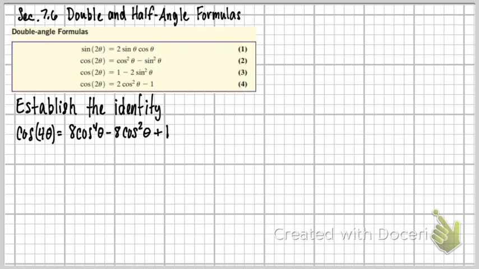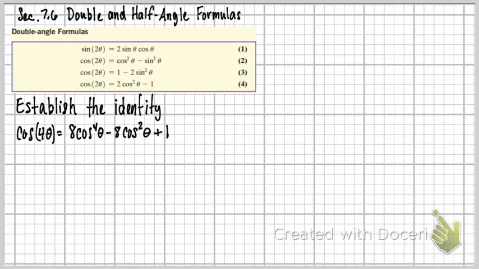So we are going to use this for establishing an identity though. So cosine of 4 theta, I'm going to start with the left side here. Mostly I would say start with the more complicated looking side, but the left side I have double angle formulas, which makes it more complicated right away. That's why I'm actually using the left side, or the simpler looking side this time.